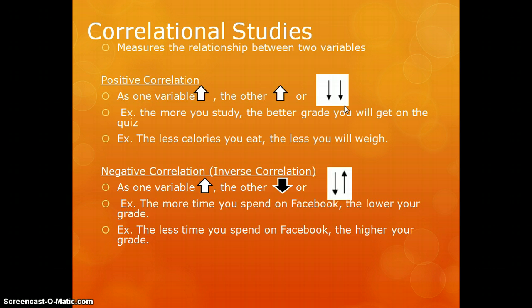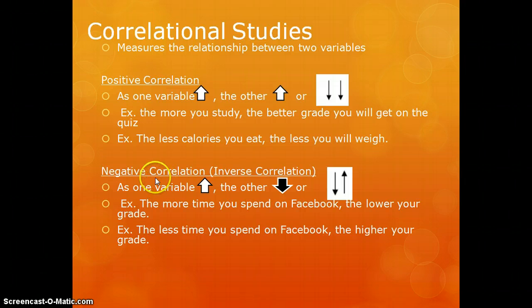I know that you're thinking, one arrow's up, those arrows are up and those are down, how is it still positive? It's still positive. So for example, the more you study for a quiz, the better grade you will get on the quiz. An example of this type of relationship. The less calories you eat, the less you will weigh. So those are a couple examples. Again, we're going to be looking at a lot more examples tomorrow.